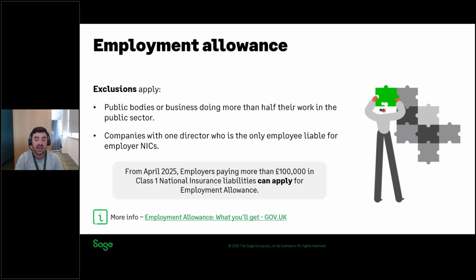Now, some good news. Since April 2025, employers that are paying more than £100,000 in Class 1 national insurance liabilities are now eligible to apply for employment allowance, whereas previously, in 2024 to 25, you could not claim employment allowance if your total Class 1 employer's NI was above that £100,000 threshold. So that has been removed, which opens up the employment allowance to a lot more employers.